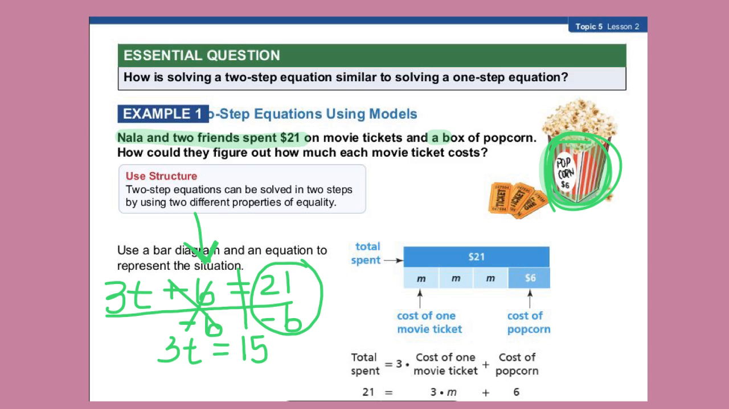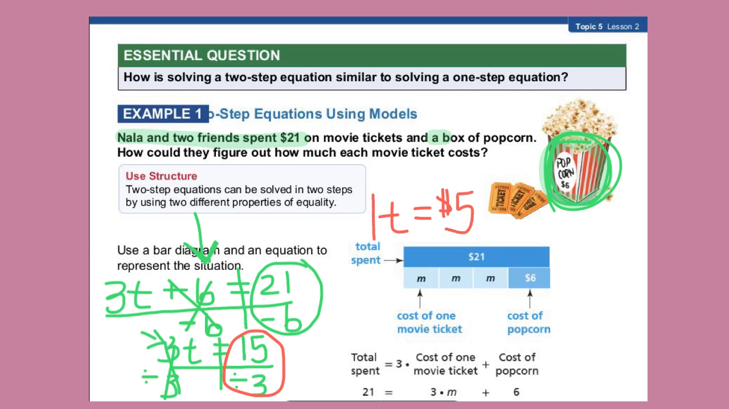Your second step is to multiply or divide the coefficient. The coefficient is the number next to your letter. So the opposite of multiplying by 3 is dividing by 3. That becomes 1t. Bring down your equal sign, and 15 divided by 3 is $5. Each ticket is $5.